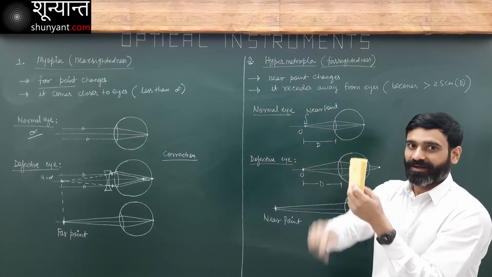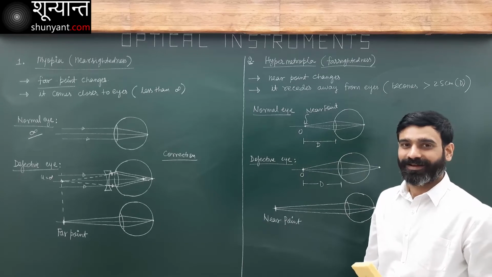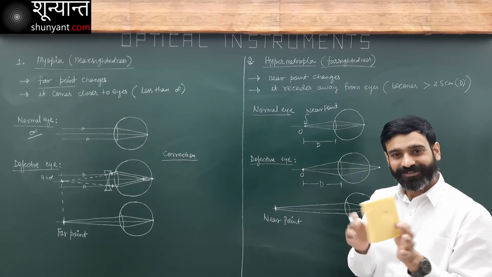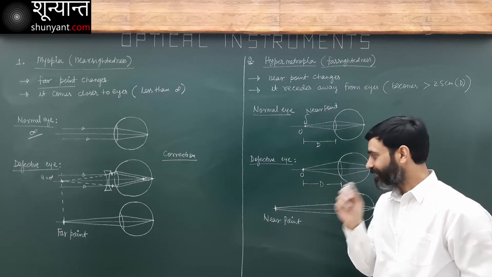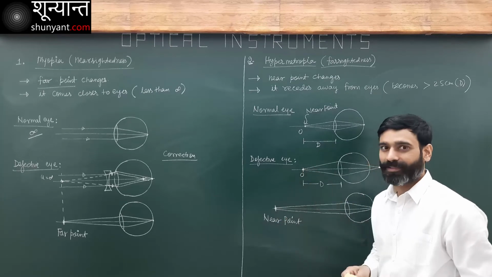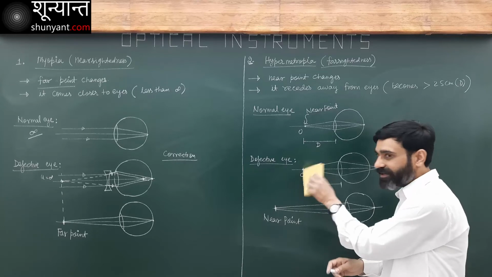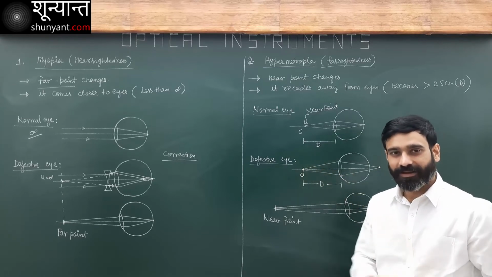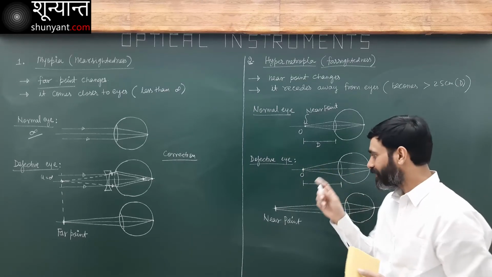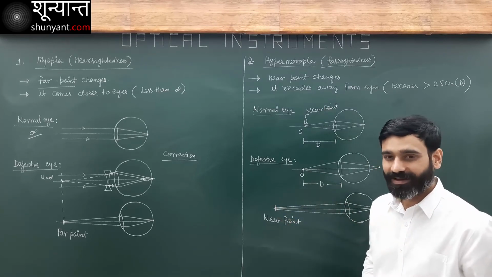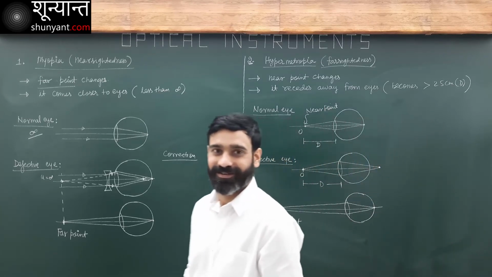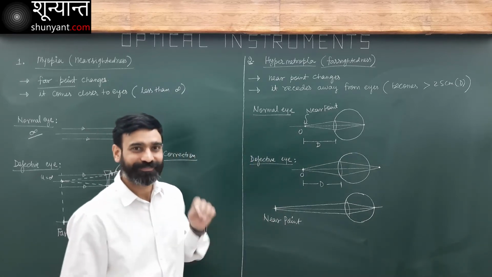I will trick my eyes. The correction is all about tricking the eyes into believing that the light rays are coming from here, not here. So my object will be actually here, but I will trick my eyes into believing that the light rays are actually coming from here, not here. And then my eyes will be able to see that. That's what we do.